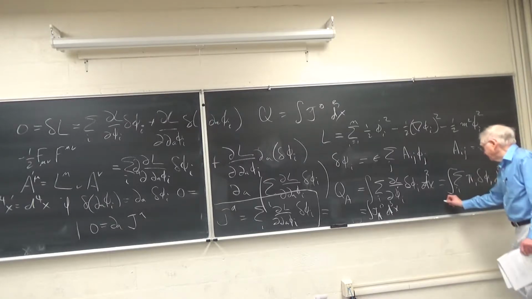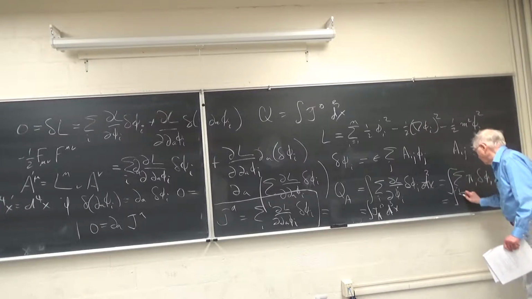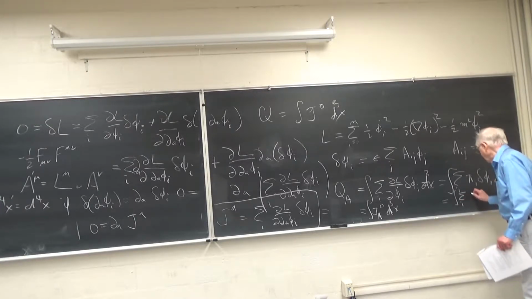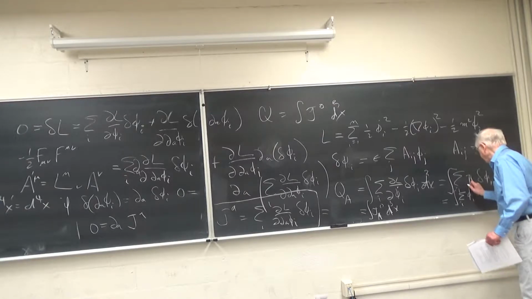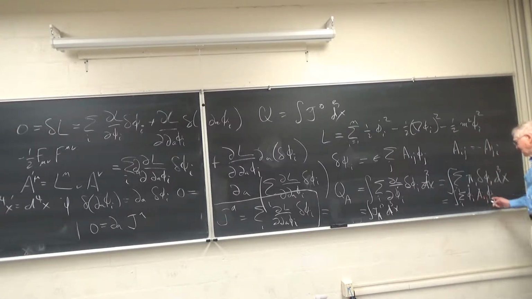So in particular, this is an integral, sum over i, of phi_i dot a_ij phi_j, or equivalently pi_i a_ij phi_j d cubed x, and there's also a d cubed x here.